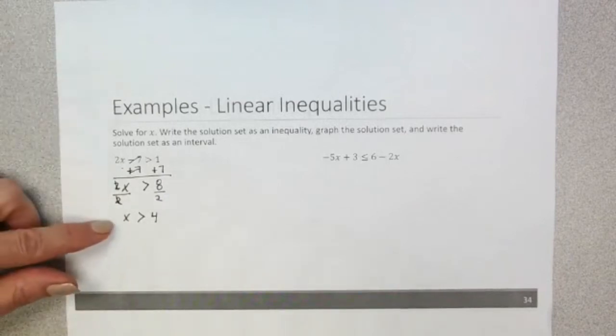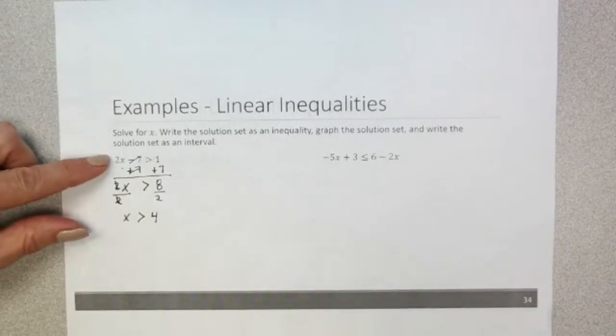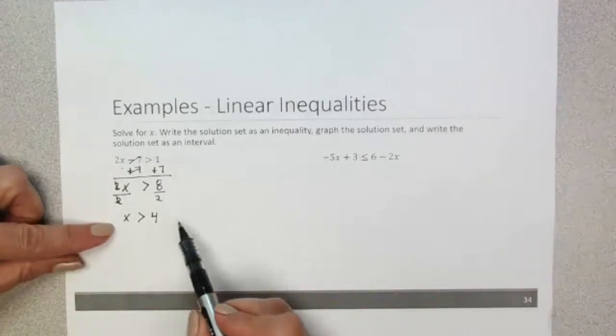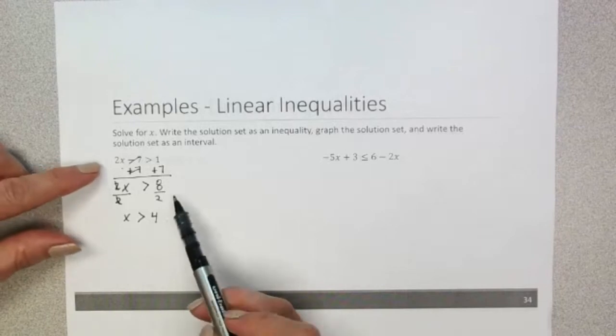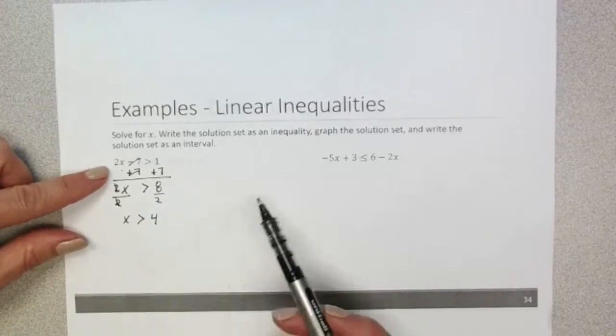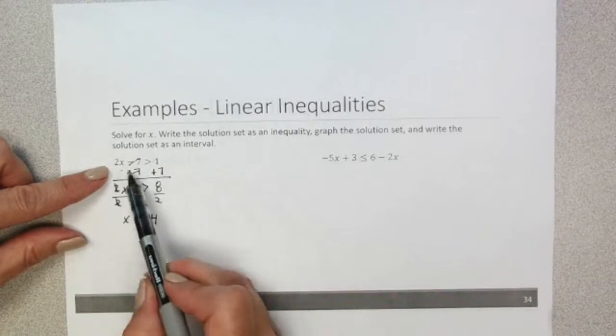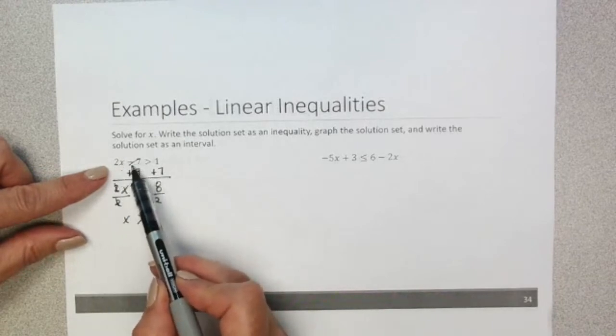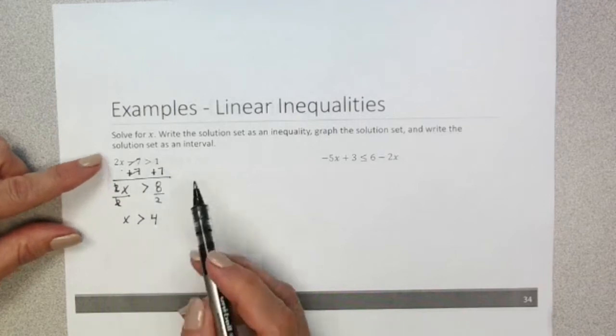This is the solution to this inequality in inequality form, written as an inequality. So any value greater than 4 is going to make that original inequality true. We could test that with a few values. Say x was 5. 2 times 5, that's 10, minus 7, that's 3. And 3 is definitely greater than 1.